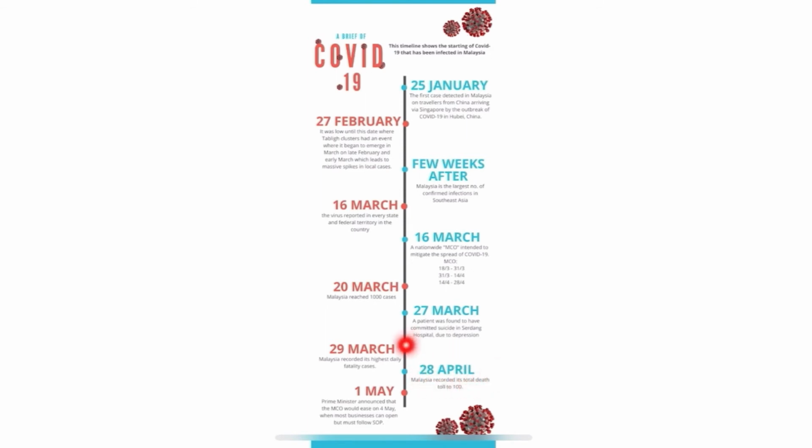On 1 May, the Prime Minister announced that the MCO would ease on 4th May, when most businesses can open but must follow the SOP. What is SOP? A SOP is a standard operating procedure. It's a procedure specific to the business operation that describes the activities necessary to complete tasks in accordance with industry regulations and provincial laws. The aim of a standard operating procedure is to provide detailed instructions on how to carry out the task so that any team member can carry out the task correctly.